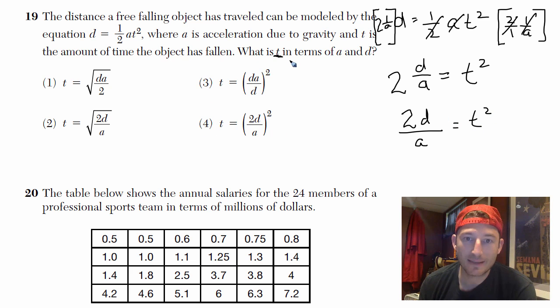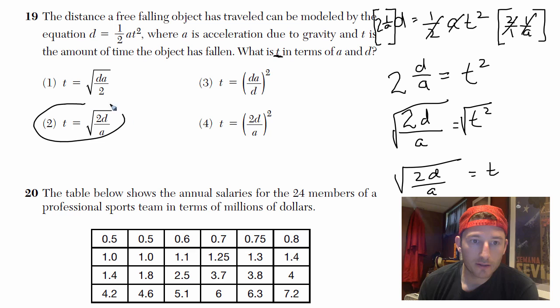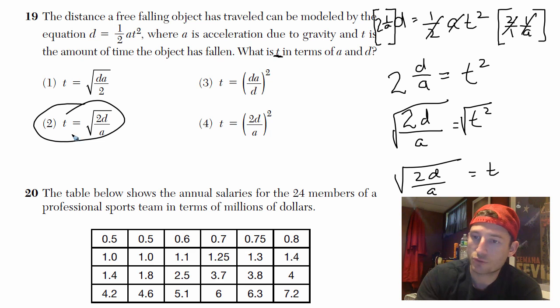Now, I need t by itself. Take the square root, take the square root. Your answer is radical 2d all over a. Well, where's that one? Radical 2d all over a. Okay, that's it. Choice 2. Move on.